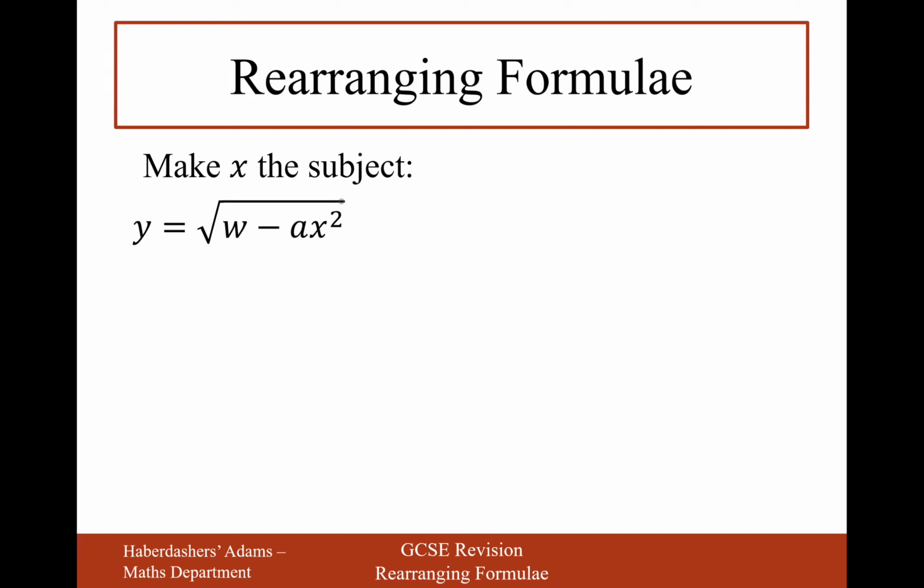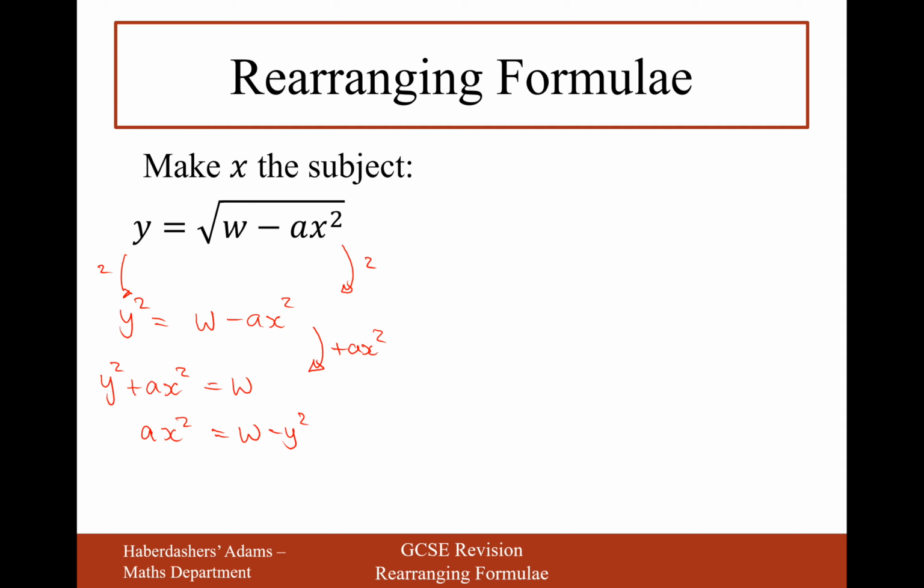In this question we're going to get rid of the square root symbol by squaring both sides. So it's going to be y squared equals w minus ax squared. X is in a bit of a negative situation here, so we'll move it onto the other side by adding ax squared onto both sides. So it's going to be y squared add ax squared equals w. Then I'll get rid of this add y squared, so it's a minus y squared now on the other side. And then we're going to divide by a.